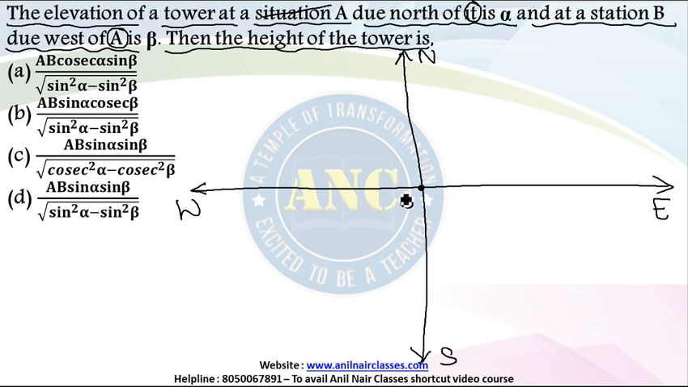Now the elevation of a tower at a station A due north of it, that means I am standing at the origin right now and I am keeping some tower there, and that tower is due north of it. North is nothing but here, and there is a point called A. The elevation of a tower is alpha. Same like that, sir. Keep a pen here on your screen. The bottom of the tower is nothing but A, nothing but point O.